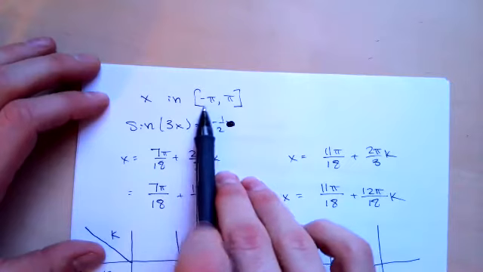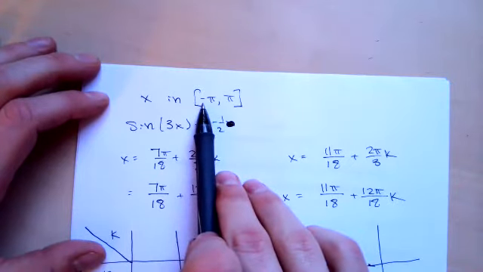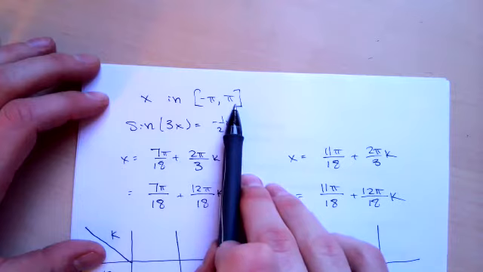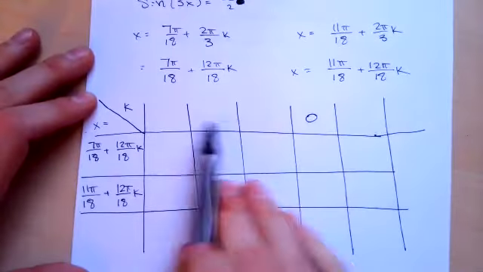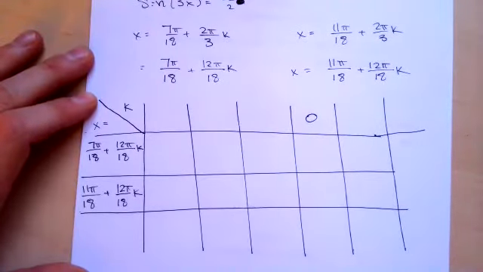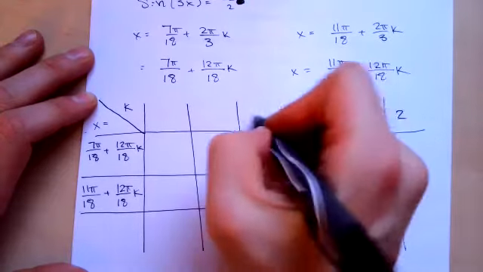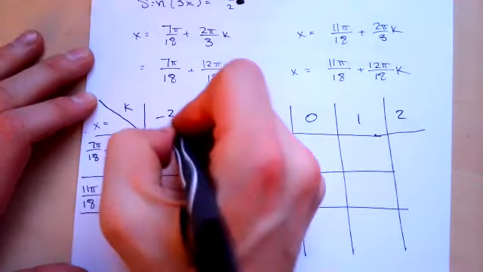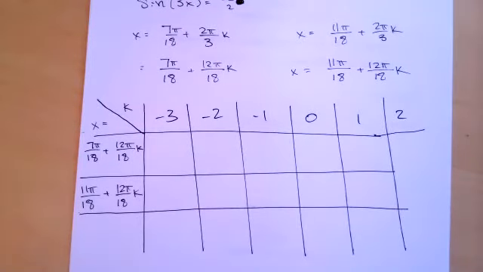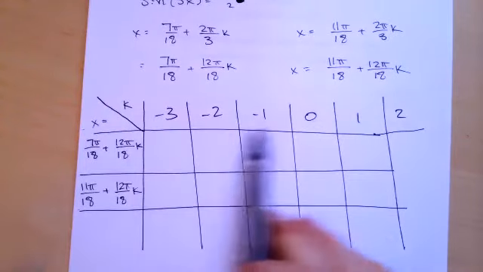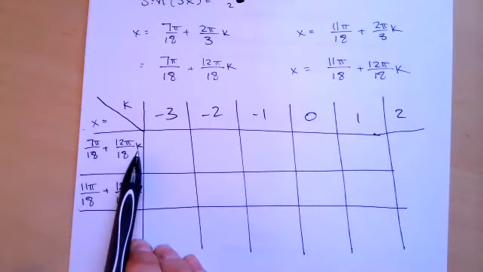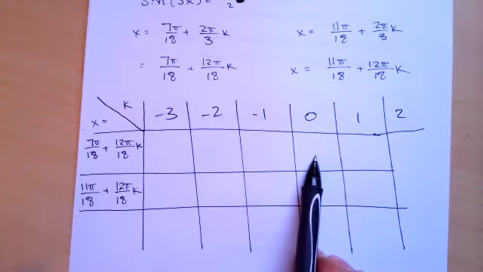Now, because our solution set includes negative values, negative pi all the way up to pi, I'm going to put k equals 0 somewhere in the middle, because we're also going to want negative values of k. So I'll just put 0, 1, 2, negative 1, negative 2, negative 3. And we're not going to need to do all of them. I always recommend starting at 0. It's always the easiest. So these are the values of k at the top. You just want to plug in these values of k into the sequence and compute it in the table.